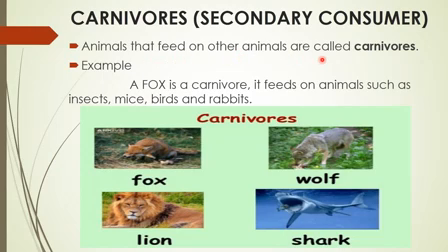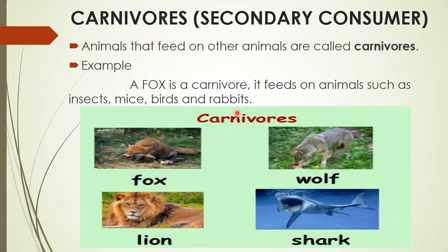Carnivores are the secondary consumers. Animals that feed on other animals are called carnivores. For example, a fox is a carnivore. It feeds on animals such as insects, mice, birds, and rabbits.